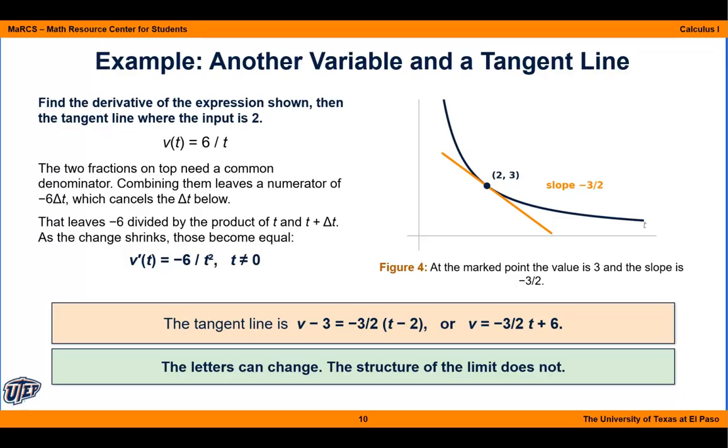At t equals 2, the function value is 3, so the point of tangency is 2, 3. The derivative at t equals 2 is negative 3/2, which is the tangent slope. Using that point and slope, the tangent line can be written in point-slope form. After simplifying, its equation is v equals negative 3/2 t plus 6. The letters may change, but the structure of the derivative process does not.